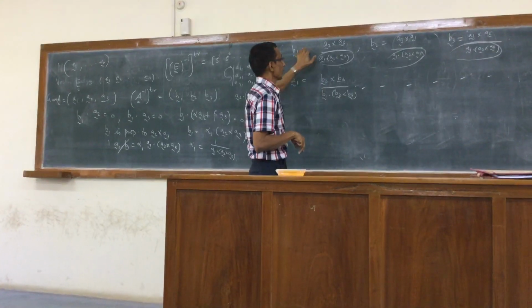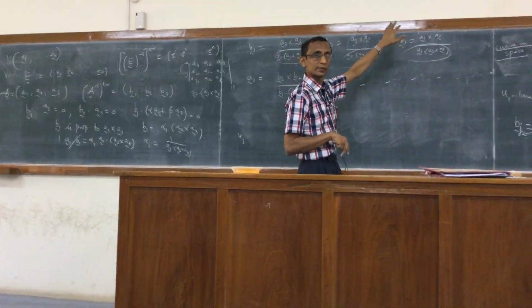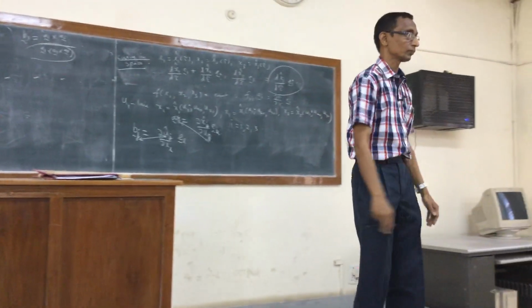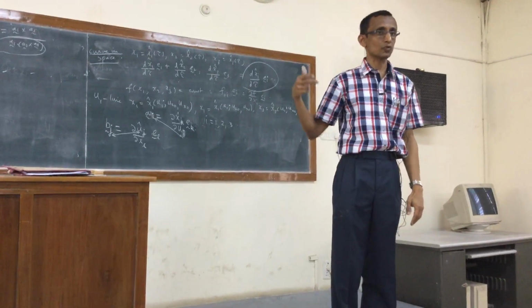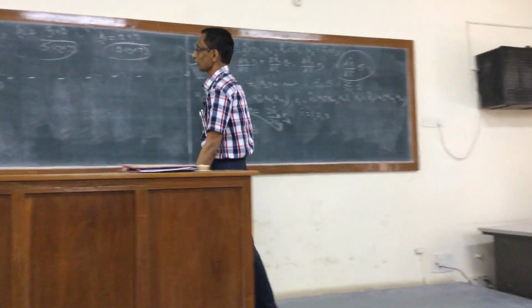Now for 1, I have 2 cross 3. It's easy to remember. For 2, I have 3 cross 1. It goes in a cyclic manner. That's how the formula comes out. So if you're confused, you go and try to prove this. So this is what we have.